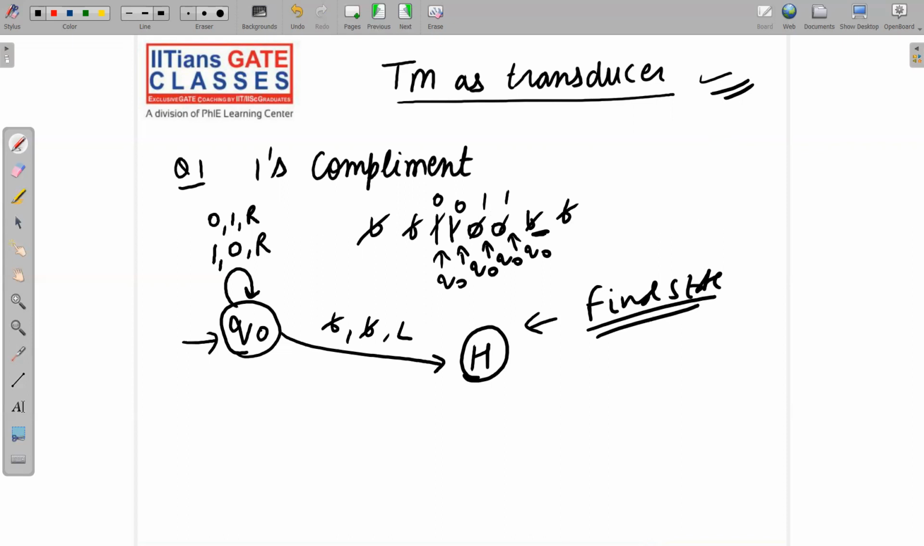Just like Mealy machine, in Mealy machine I have already told you that there is no concept of final state, because we were interested in output. We were not interested in whether the given string is accepted or rejected. So here also we are just interested in output only. I hope I have made the point clear. So this is one's complement machine, and H means halting state.